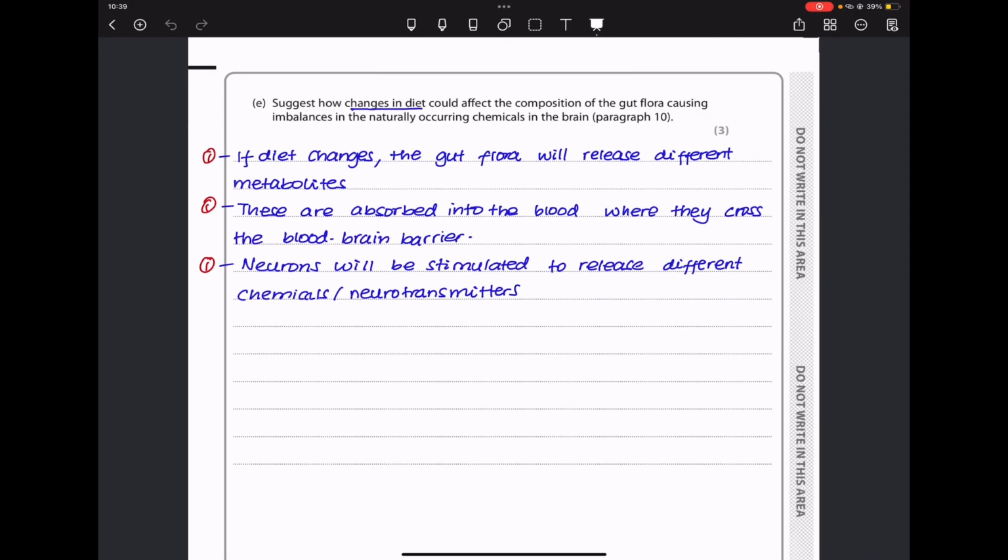In part E, suggest how changes in diet could affect the composition of the gut flora, causing imbalances in the naturally occurring chemicals in the brain. Of course, when you eat different foods, these are going to be taken up by microorganisms. Metabolites are going to be produced, and these metabolites could be different if different foods were consumed. So I said if diet changes, the gut flora will release different metabolites, and these are absorbed into the bloodstream where they cross the blood-brain barrier. Neurons will be stimulated to release different chemicals or different neurotransmitters due to the different metabolites that have entered the blood.